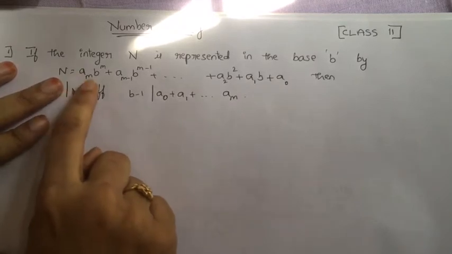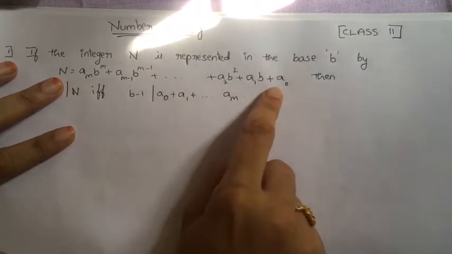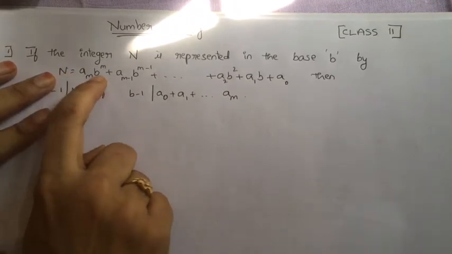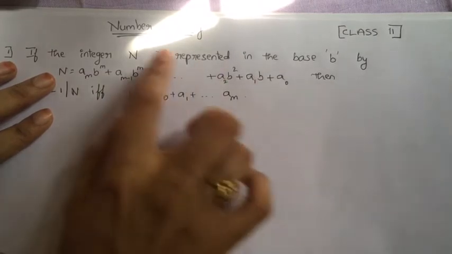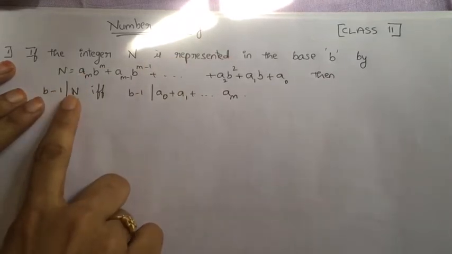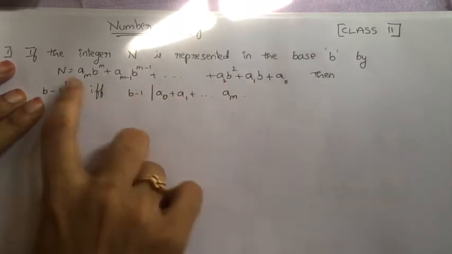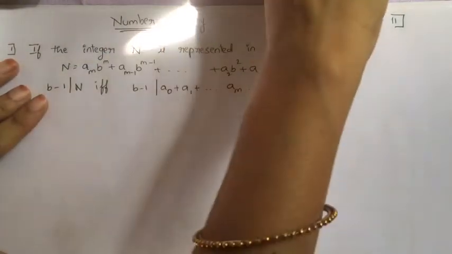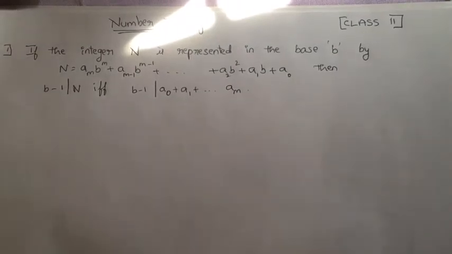n equals a_m b^m plus a_(m-1) b^(m-1), like that, plus a_1 b plus a_0. That means the integer n is expanded to the base b. The a_i are the coefficients. If an integer is represented like this, then b minus 1 divides n if and only if b minus 1 divides the sum of the coefficients in the expansion. It's similar to the divisibility tests by 9 and by 11.